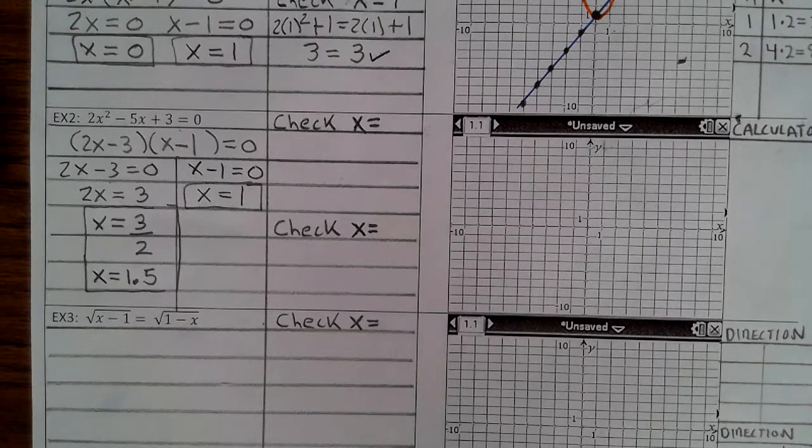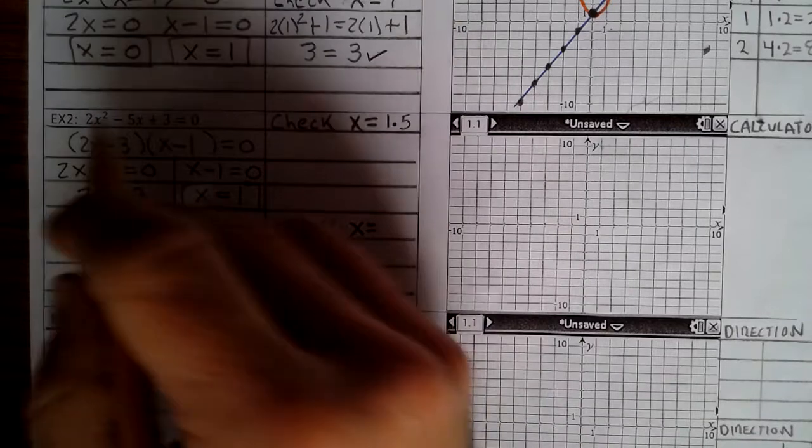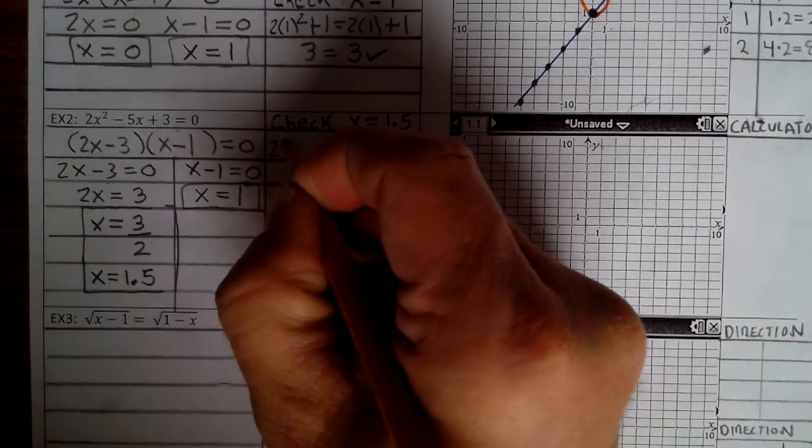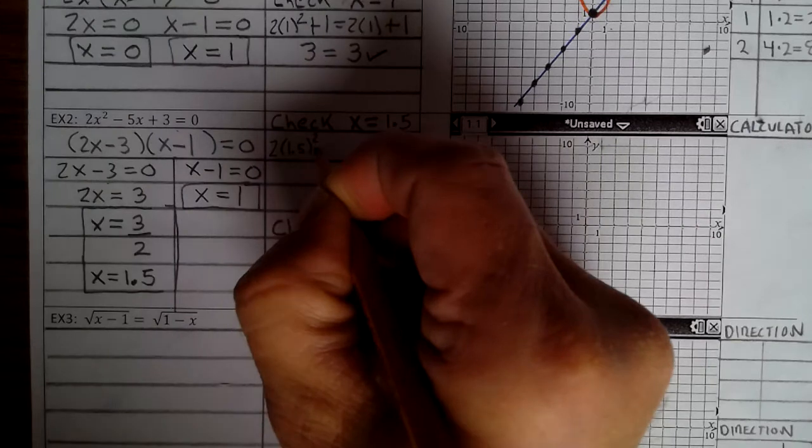Okay, so then to check, we plug that in, so that's 2 times 1.5 squared minus 5 times 1.5 plus 3 equals 0.